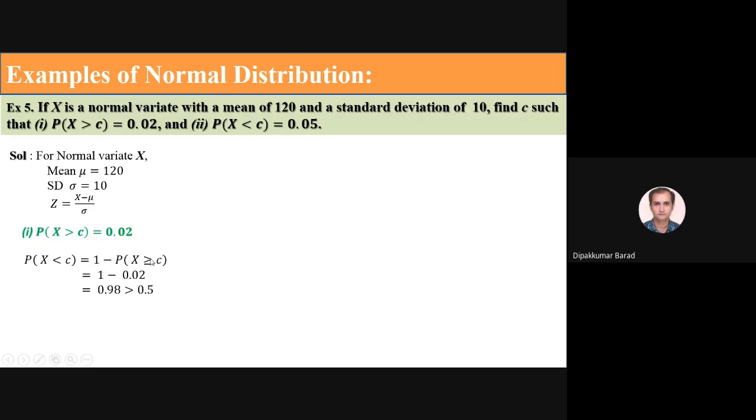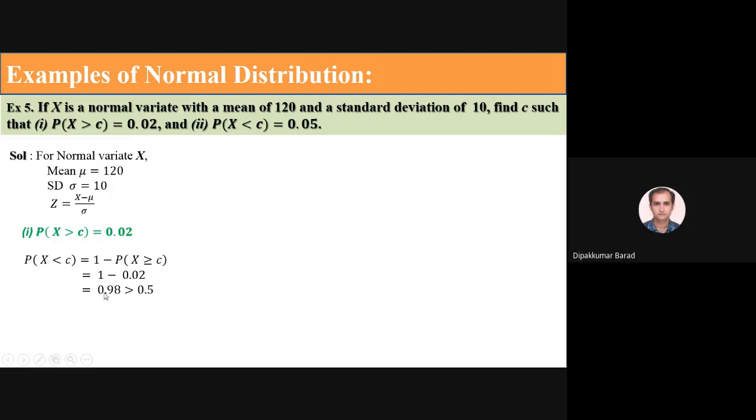So 1 minus P of x greater than or equal to C. We can say that P of x less than C we can represent in this manner, 1 minus P of x greater than or equal to C, which is given as 0.02. So I get 1 minus 0.02, which is 0.98. So P of x less than C is 0.98. Why have we found this P of x less than C? See, in the previous notes we have discussed this: if P of x less than x1 is greater than 0.5, then my Z1 is positive.